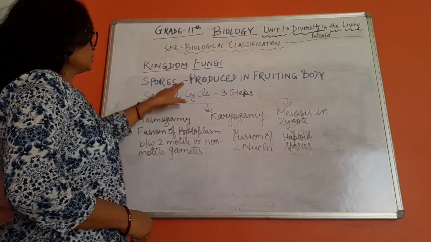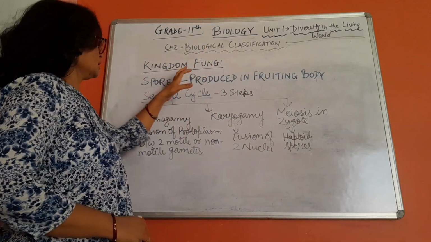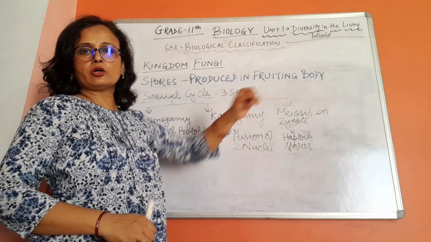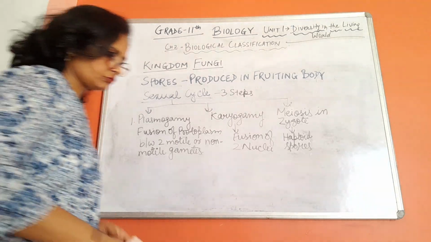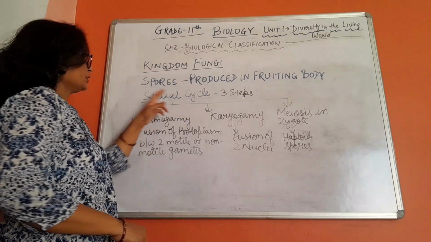If we talk about fungal spores, they are produced in the fruiting body. Basically, the structure where spores are produced, that particular part of the body, is called the fruiting body, where all the spores are formed. That is oospores, ascospores or basidiospores.